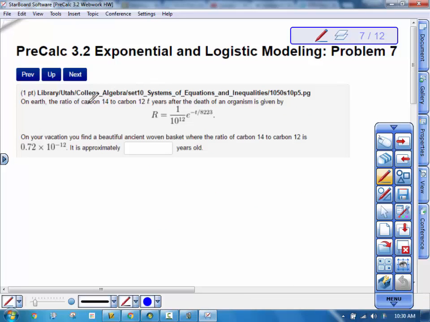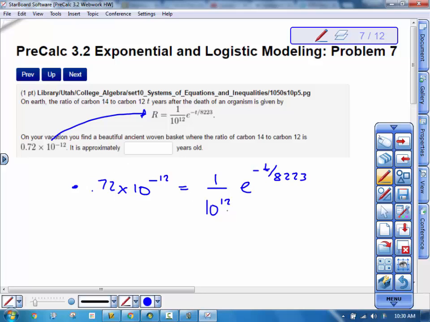Okay, next problem gives us the ratio of carbon-14 to carbon-12 formula, which is an exponential formula. The ratio is related to the time that an organism has been dead for. So if you know the ratio, which they give us in this case, you can find out how long this specific organism has been dead. So plug it in: 0.72 times 10 to the negative 12 equals 1 over 10 to the 12 times e to the negative t over 8,223. So we're going to multiply both sides by 10 to the 12 to get rid of that.